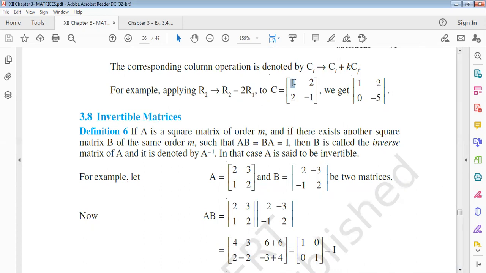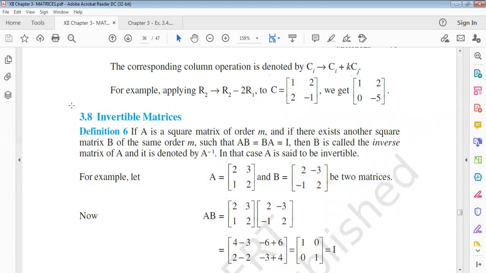Multiplying this 1 by 2 and subtracting from 2, we get the result 0, while this 2 is multiplied by 2 and subtracted from -1, that is -1 minus 4, which becomes -5. So this is the value of the second element of this 2 by 2 matrix.